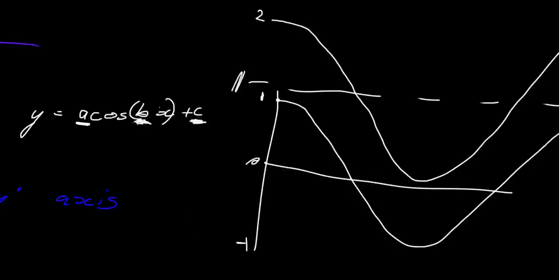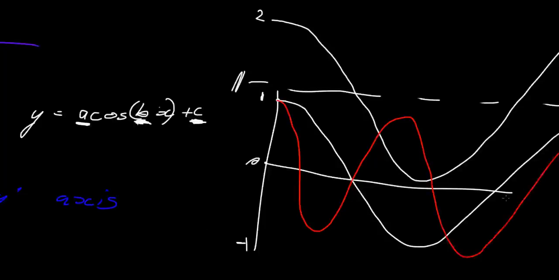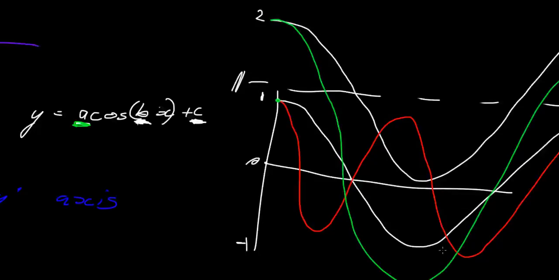If we increased B, then obviously we would have increased the frequency, and you'd end up with that, with 2 repetitions of the graph. And if we increased A, of course, then instead of us starting at 1, we would start at 2, drop all the way down to minus 2, come all the way back up to 2.